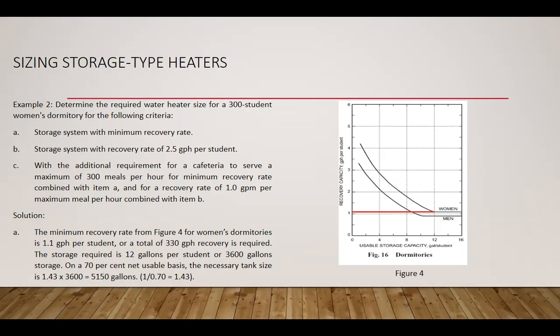A. The minimum recovery rate from figure 4 for women's dormitory is 1.1 gallons per hour per student. Ito, hanapin mo yung minimum, tapat mo dyan. So, ano yung value niyan? 1.1. Or a total of 330 gallons per hour recovery is required. Bakit 330? Times mo na 300 yung 1.1, that is 330. Total storage required is 12 gallons per student or 3,600 gallons storage. Ito. Yan, dapat nandito is 12 gallons. On a 70% net usable basis, the necessary tank size is 1.43 times 3,600 or 5,150 gallons. Ito yung tank na kailangan mo. 1.43 is the reciprocal of 0.7.